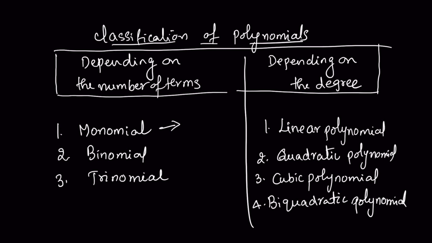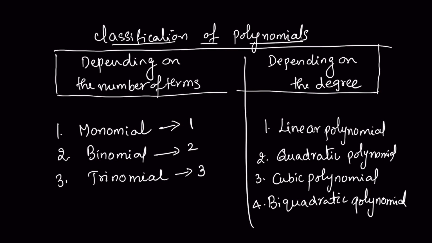First one is monomial. Monomial means a polynomial having only one term. Mono means one. A polynomial having two terms is called a binomial. A polynomial having three terms is called a trinomial. So depending on the number of terms, polynomials are divided into monomials, binomials, and trinomials. If the number of terms is more than 3, it is just called a polynomial.